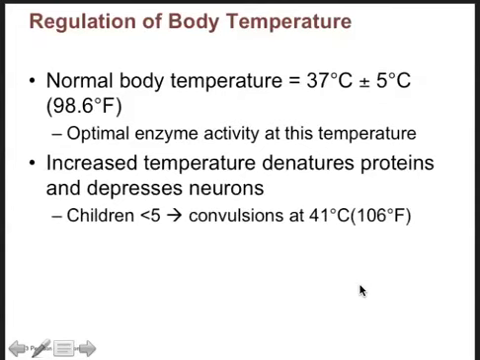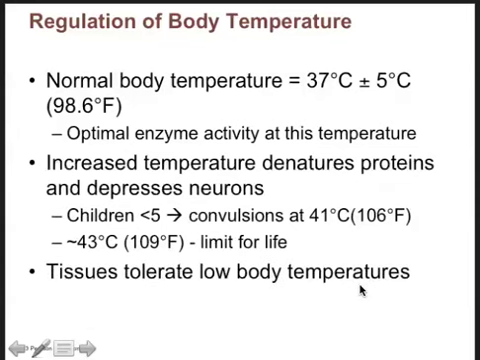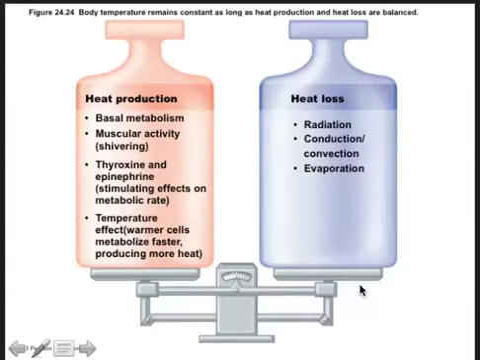Children less than 5 can have convulsions at 41 degrees centigrade, which is 106 Fahrenheit. 43 degrees centigrade, or 109 degrees Fahrenheit, will basically kill you. The tissues can tolerate low body temperatures to a point, and that point is when chemical reactions slow to the point where they're no longer producing enough products for cells to use in order to perform life activities. The cell will shut down, the cell will die. So what you're looking at here is just a diagram showing you the activities that generate heat production and those that generate heat loss. And again, we want to have a homeostatic balance here.